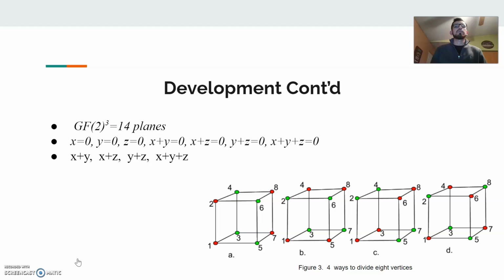In order to get the last 4 figures, we will use the following expressions: x plus y, x plus z, y plus z, and x plus y plus z. And if the equations equal 0, the points are red. If they equal 1, the points are green, as we see in figure 3.